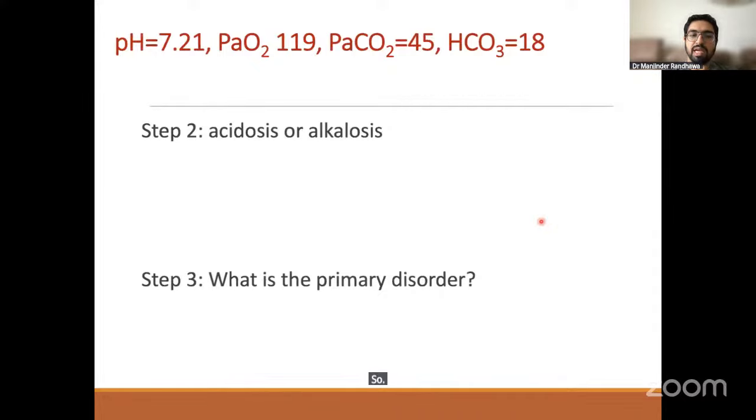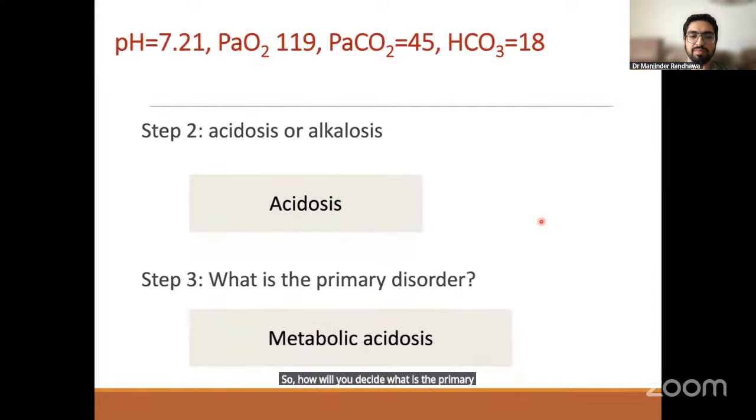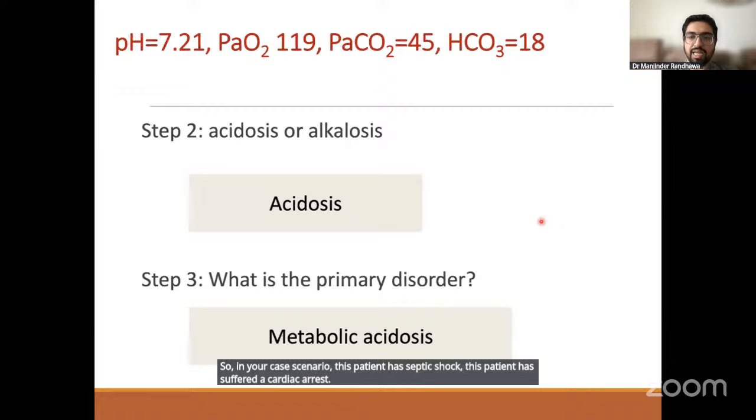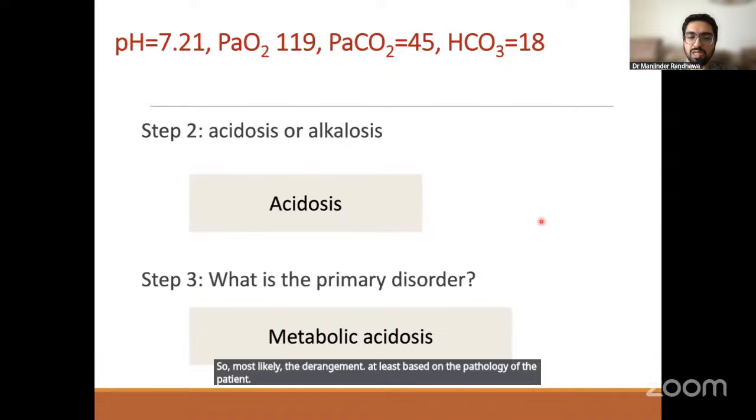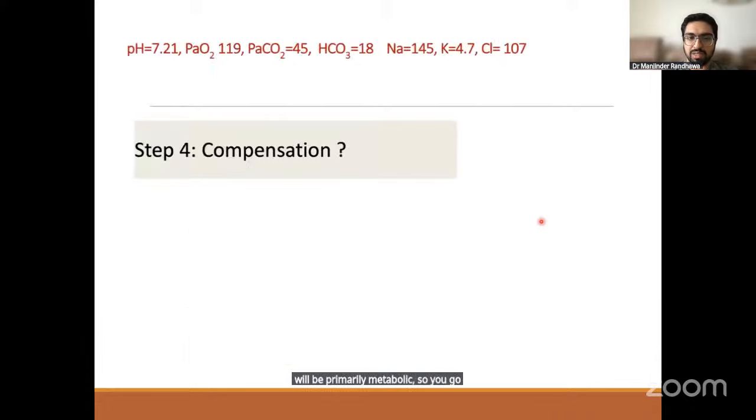So how will you decide what is the primary disorder here? You have to go to your case scenario. In your case scenario, this patient has septic shock. This patient has suffered a cardiac arrest. And you're ventilating this child, so you are doing your bit. So most likely the derangement, at least based on the pathology of the patient, will be primarily metabolic. So you go with primary metabolic acidosis and you calculate your compensation accordingly.